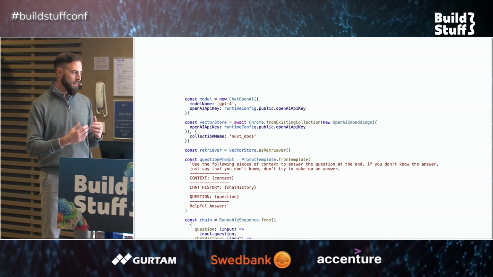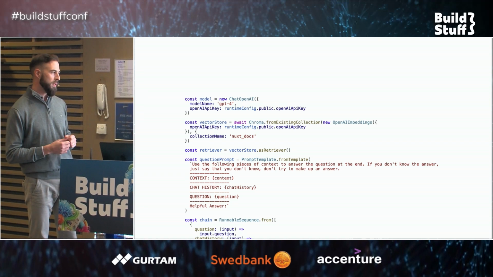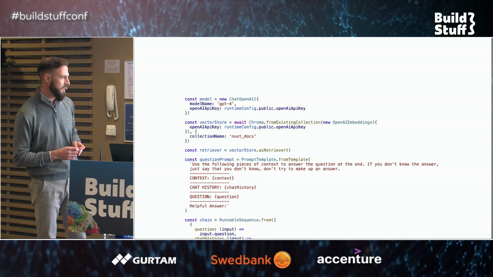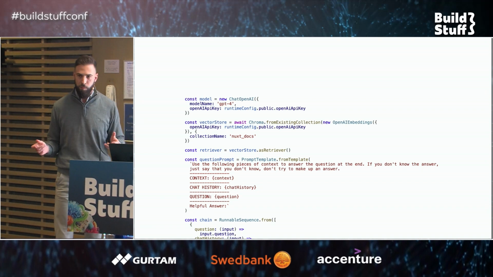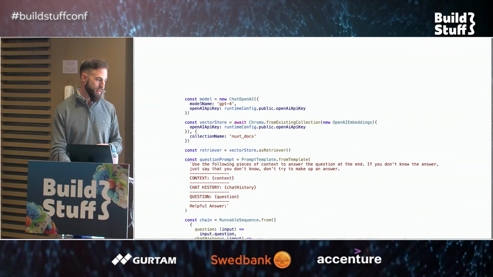Then we have to create this prompt template, which is going to be like, use the following pieces of context to answer the question at the end. If you don't know the answer, just say that you don't know. Don't try to make up an answer. That's very, very important. Otherwise, you will just get random answers, and you cannot be sure if it's true or not. Then we pass in the context, chat history, the question, and then in the end, we are waiting for a helpful answer.